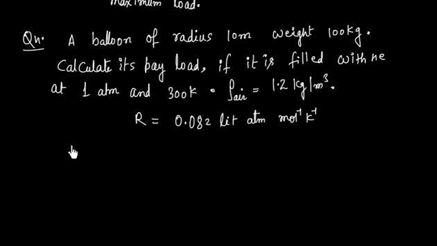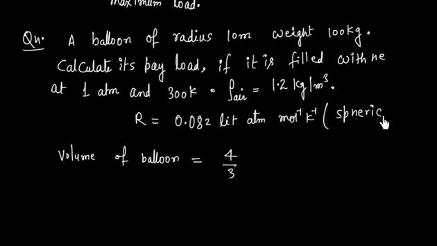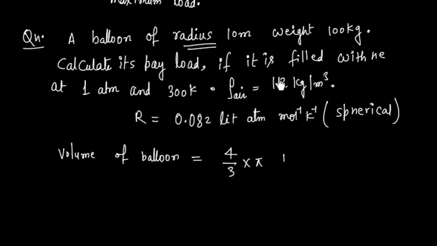So let us first calculate the volume of the balloon. The volume of the balloon is 4 by 3. We are assuming the balloon is spherical, because the radius is given, so it is logical to assume the balloon is spherical. So 4 by 3 pi r cube. The radius is given in meter. Let us calculate in decimeter. So the radius is 10 meter, that is 100 decimeter. 4 by 3 pi r cube, so this is 4 by 3 into pi into 10 to the power 6 liter.